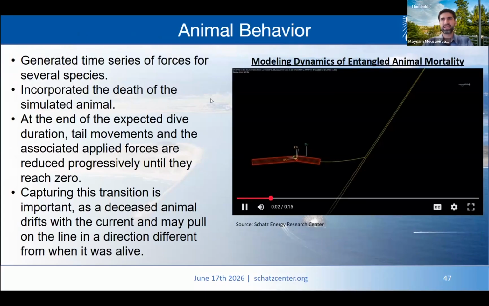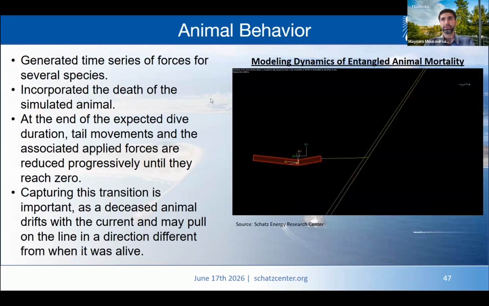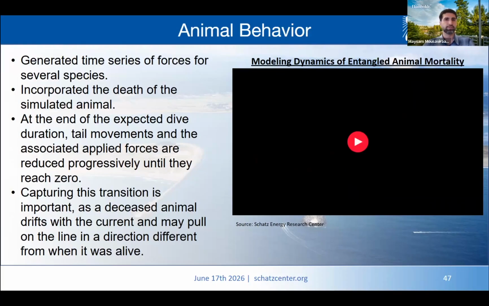We also included the transition that occurs when an air-breathing animal can no longer continue swimming. So at the end of the expected dive duration, tail motion and associated forces are reduced progressively until they reach 0. This was important because a deceased animal may drift with the current and pull on the line in a different direction than a live, actively swimming animal. We included that transition to improve the realism of the simulated entanglement responses.